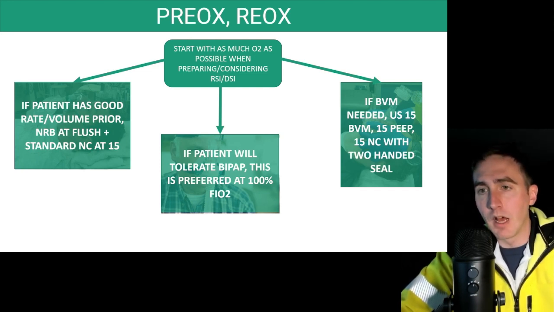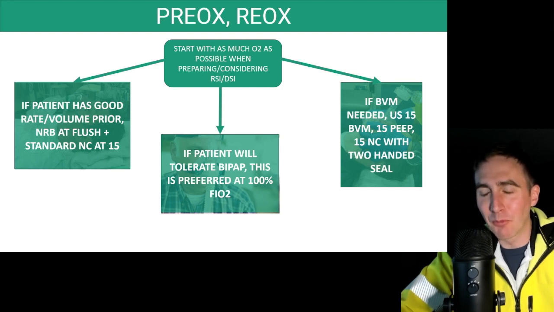So, might there be times when a non-rebreather and a nasal cannula at 15 is adequate? There could be. If that patient tolerates higher, would we want to deliver more O2?